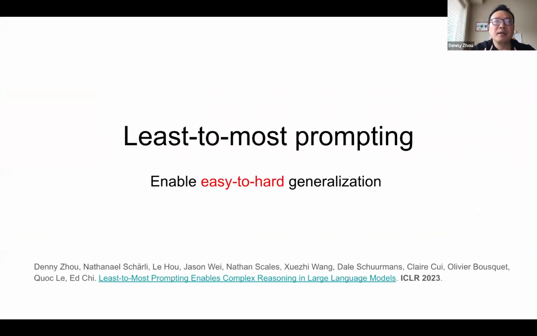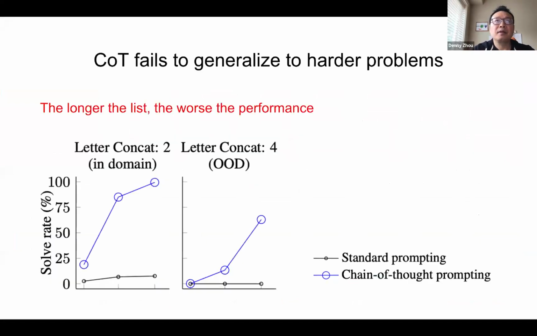Okay, let me continue. Chain of thought prompting and self-consistency work so well, but they still struggle with easy-to-hard generalization problems. And then we propose least-to-most prompting. Let's look at the last letter concatenation task. Before, I said we can get 100% accuracy, but there is a constraint there: the test cases also contain two words. If you use a much longer list, meaning more words to test, for example 4 words, then we see a significant performance drop with chain of thought prompting.